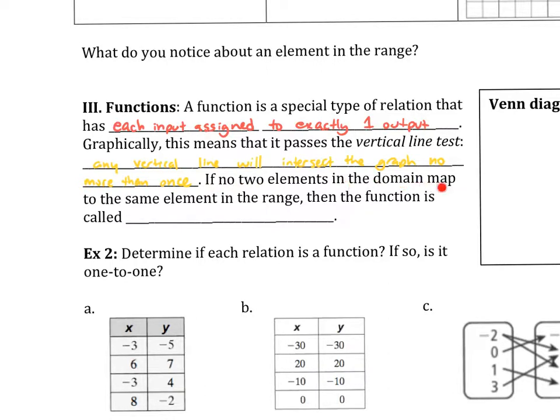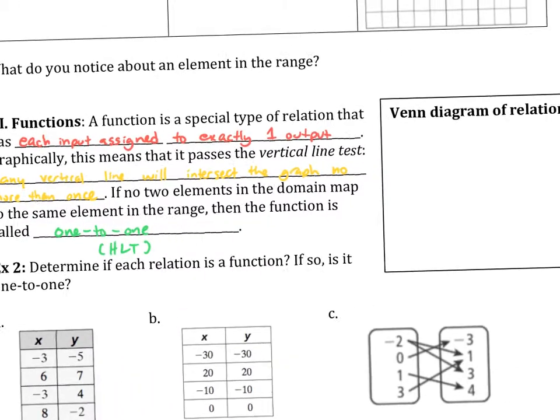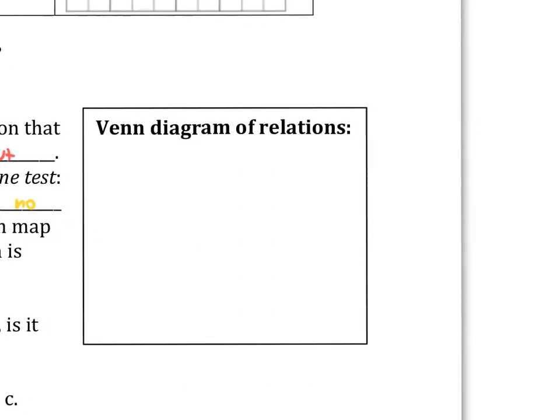If no element in the domain maps to the same element in the range, then the function has a special name. It's called one-to-one. And actually, just as a side note, you could do the horizontal line test to test for one-to-oneness. So let's unpack a little bit what I mean by things here.